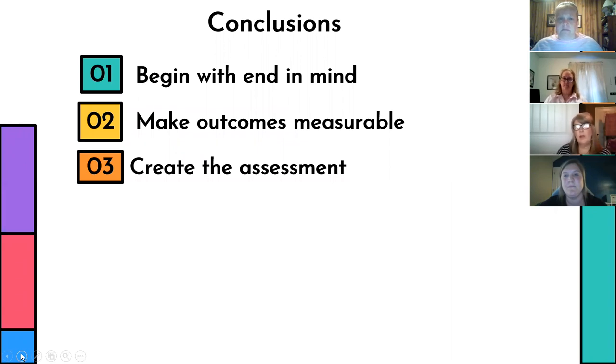Okay, so to end our session today, let's talk about some of the conclusions that we gathered. The first thing we need to do is always begin with the end in mind. We need to know our standards. We need to make sure that our standards align to our objectives so that our outcomes are then measurable. We always need to make sure that we can measure our outcomes. And the last thing that we need to do is to create the assessment and make sure that the assessment aligns to the standards.